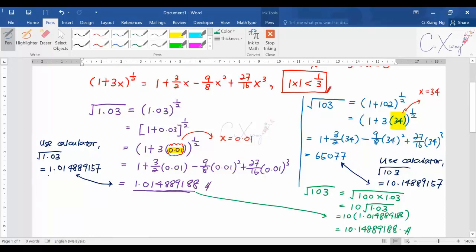Okay, alright, so this was just to show you why we need to write out the valid value of x. I hope that you understand the meaning behind it, instead of just writing it out.